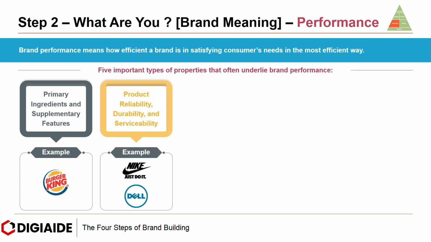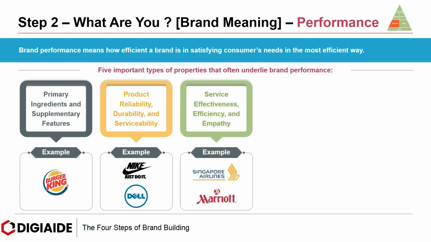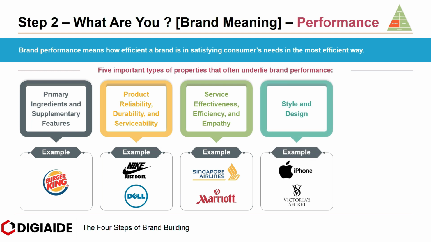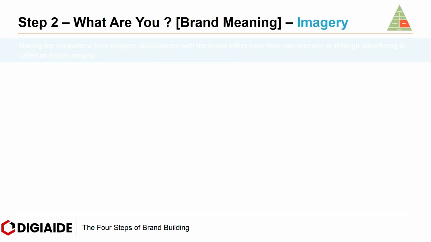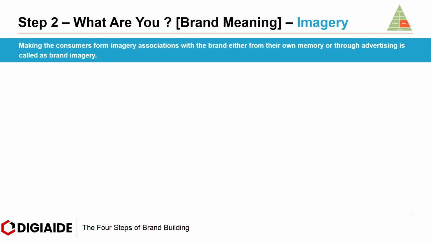Next, product reliability, durability and serviceability. Companies doing this well are Nike and Dell. Third, service effectiveness, efficiency and empathy. In this case, 2 service companies, Singapore Airlines and Marriott Hotels. Fourth, style and design also come under performance. So in this case, it's the iPhone and Victoria's Secret. And when it comes to price, either you go with Walmart, which is everyday low pricing, or you look at Apple for premium pricing. Now in the same step, what are you, brand meaning, the other block is imagery.